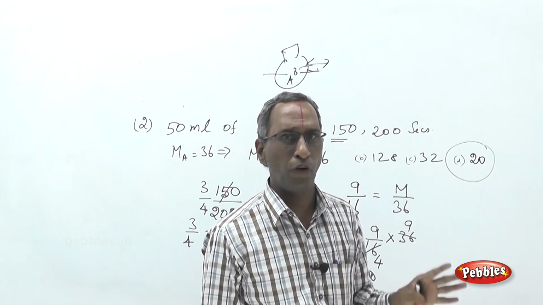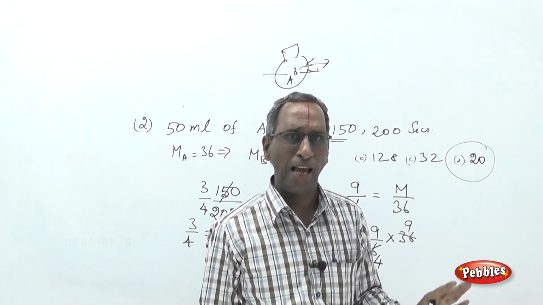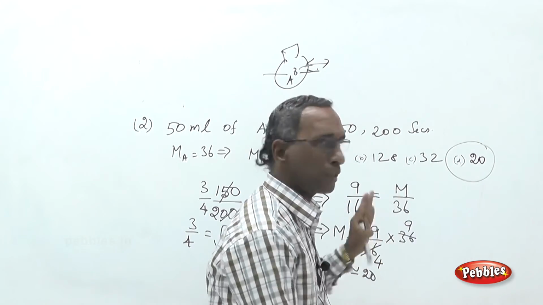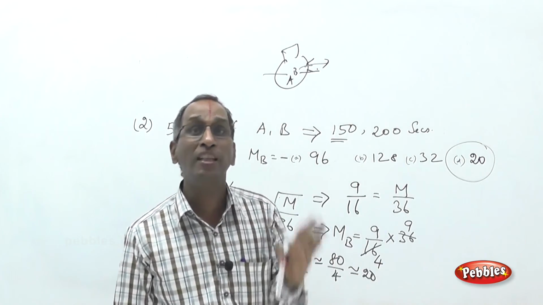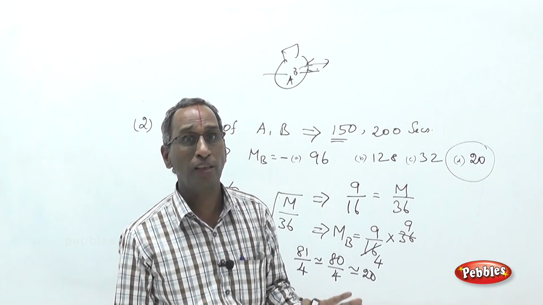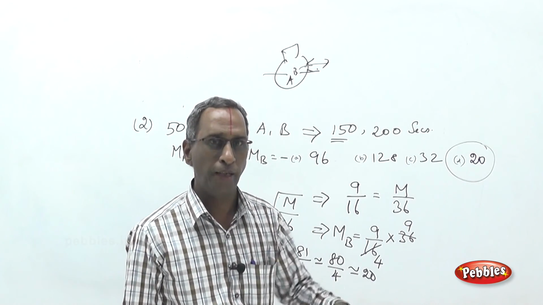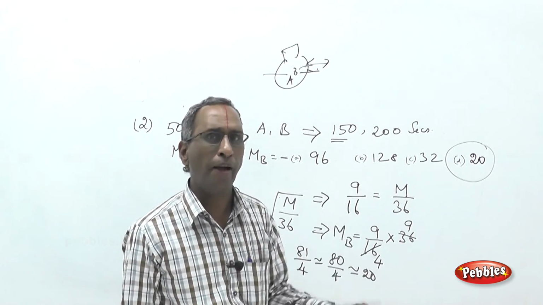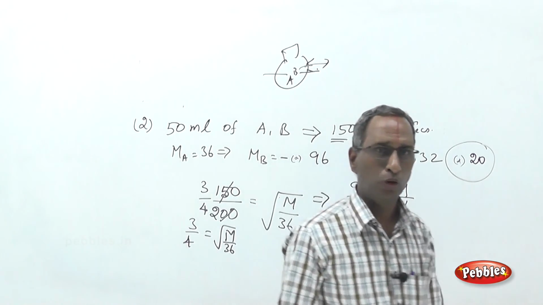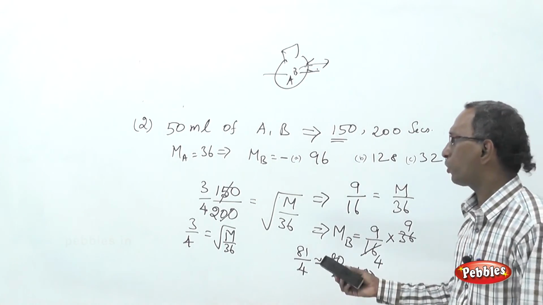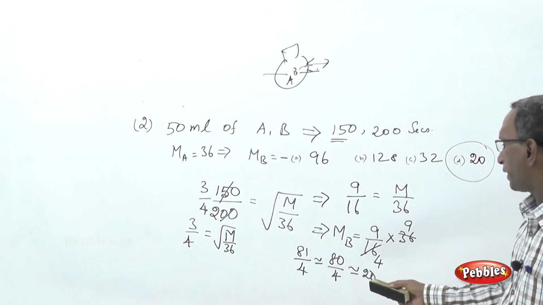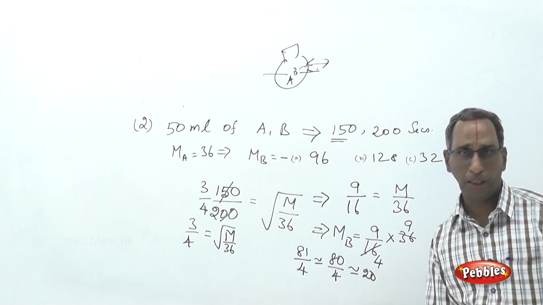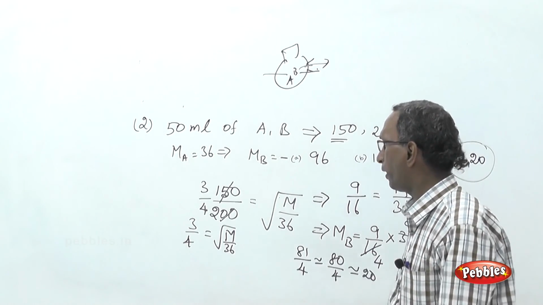So Graham's law of diffusion: the rate of diffusion of a gas through a medium is inversely proportional to the square root of density. That is important. Square root of density or square root of molecular weight. Accordingly, you can write it and apply the given data to arrive at the result. So for this question, the molecular weight of gas B is around 20. A is given as 36.